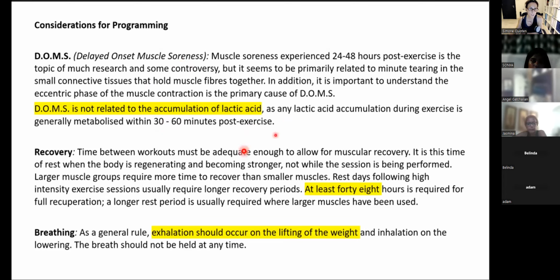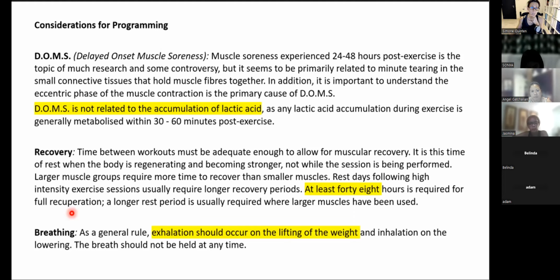Okay, so that's why I just said the recovery time between the workouts must be adequate enough to allow the muscle to recover. It is written down here that at least 48 hours is required for full recovery. Again, the heavier or more intense you work, the longer you need to recover. Some power lifters, when they train for competition, need 3-4 days before they can do the second training session because they're lifting very, very heavy.